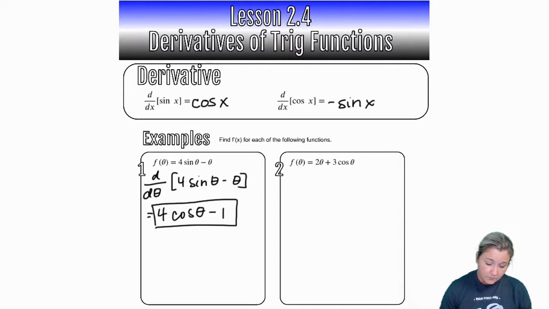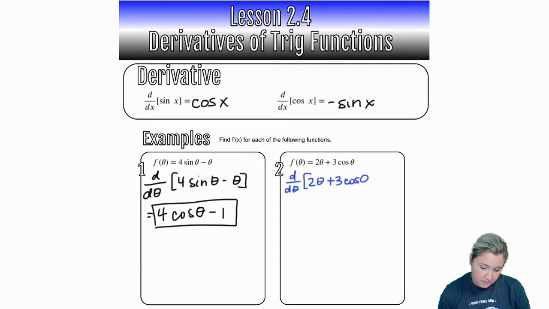So to find the derivative with respect to theta of 2 theta plus 3 cosine theta, you're going to end up with 2 and then minus, because remember that the derivative of cosine is negative sine. So we get 2 minus 3 sine theta. That's the derivative with respect to theta.